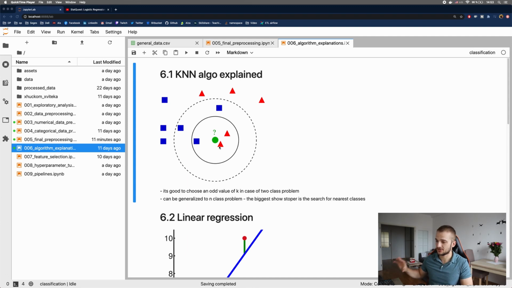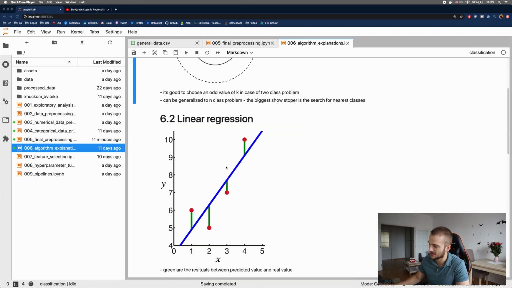Now let's talk about logistic regression, and logistic regression was derived from linear regression. So first, let's talk about linear regression.